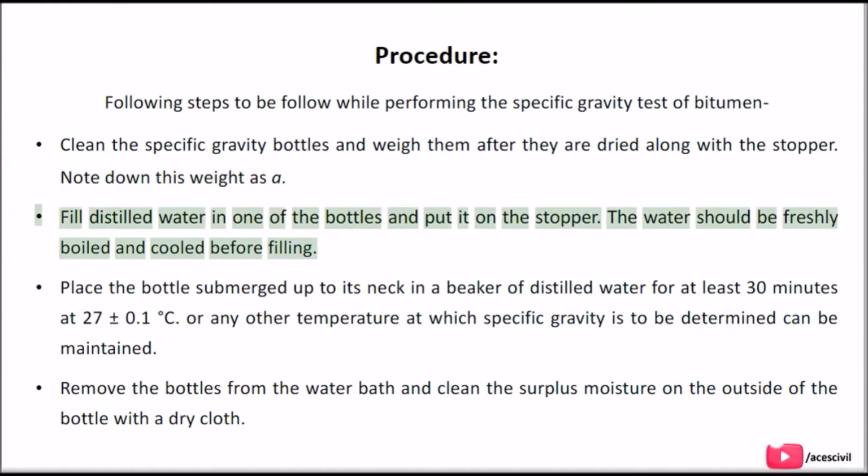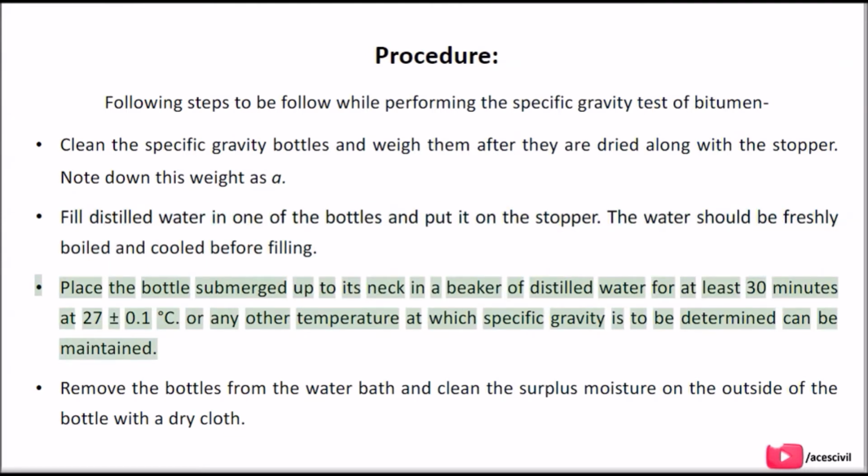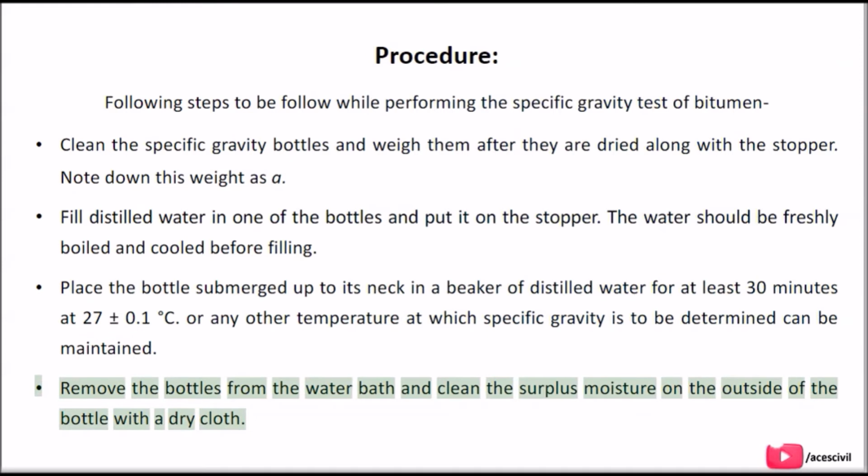Fill distilled water in one of the bottles and put on the stopper. The water should be freshly boiled and cooled before filling. Place the bottle submerged up to its neck in a beaker of distilled water for at least 30 minutes at 27 ± 0.1 degrees Celsius, or any other temperature at which specific gravity is to be determined can be maintained. Remove the bottles from the water bath and clean the surplus moisture on the outside of the bottle with a dry cloth.